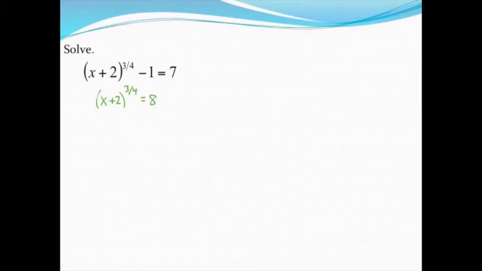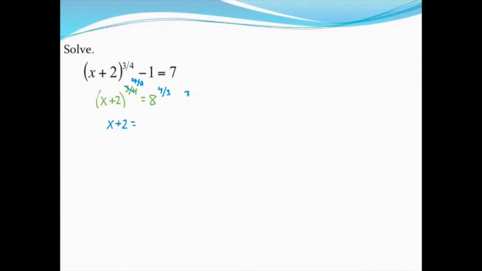Now at this point, I cannot distribute the exponent. There's 2 terms in there. Not that I'd want to. Instead, I want to raise both sides to the reciprocal power to undo that. So I'm going to raise both sides to the 4/3 power. The rule for a power raised to a power is to multiply, and of course multiplying by a reciprocal makes them go away, become a 1. So all that's left is x plus 2 is then equal to 8 raised to the 4/3.